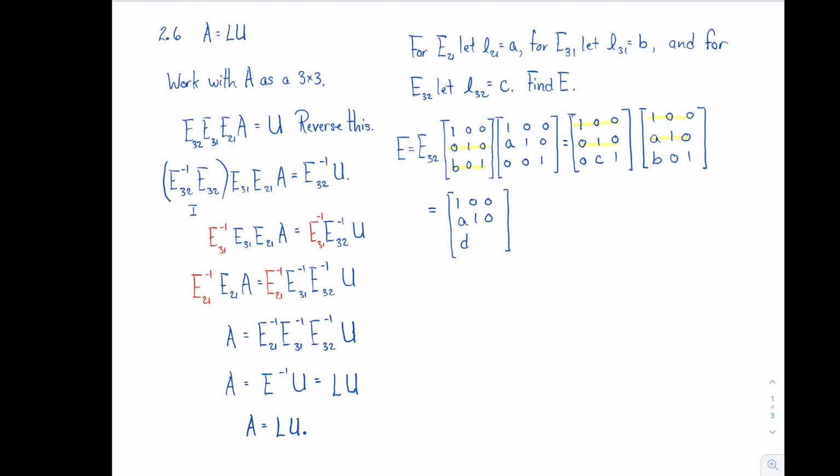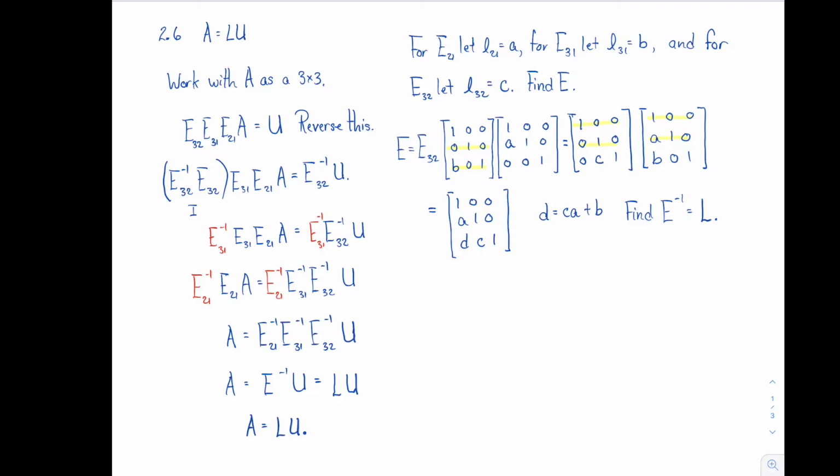I'm going to call it D for now. And let's come over here, because D is going to equal C times A plus B. So that's what's going to go in that D position. And then we're going to have a C and a 1. And that is the matrix of E. Well, then the next thing that we want to do is now let's find E inverse, which is also the matrix of L.